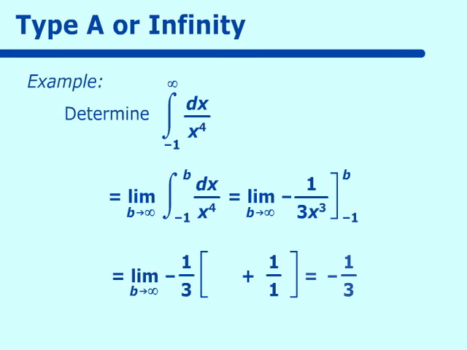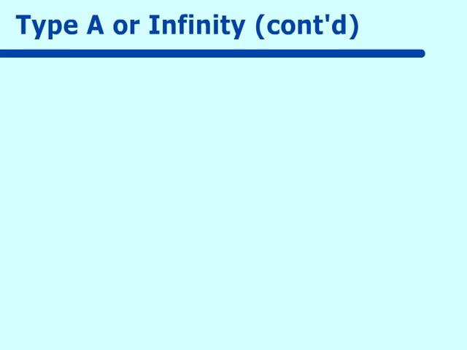Very simple procedure. Just make sure when you're doing these on a quiz or a test or some examination and you have to show your work, you put that b approaching infinity limit in there. Let's go to another example. This one says, determine the integral from negative infinity to infinity of dx over 1 plus x squared. We have to break this one up, so a convenient place would be at 0.